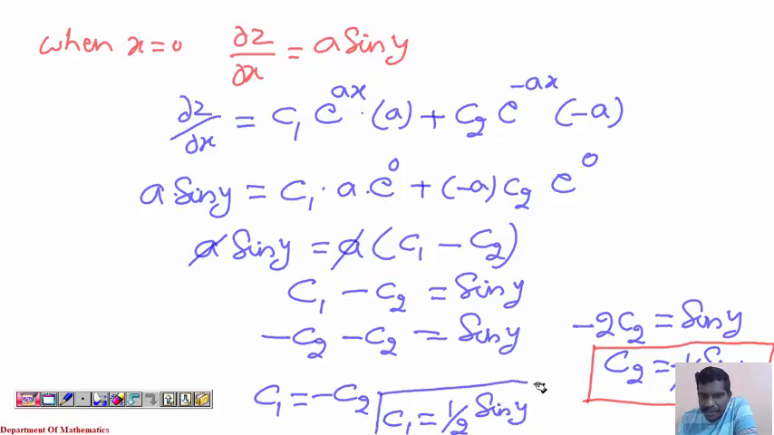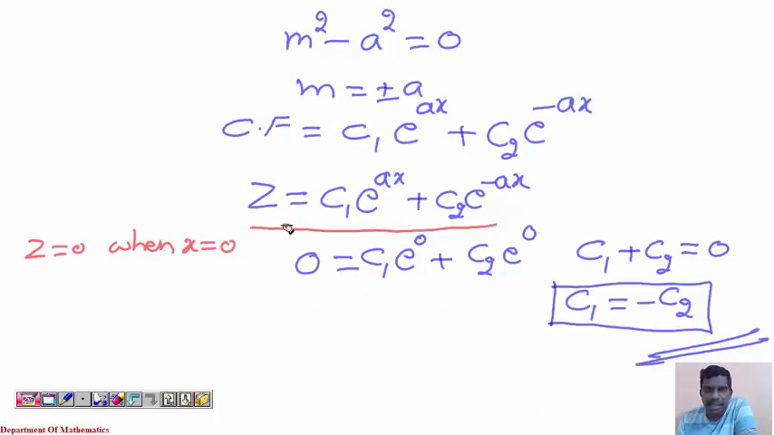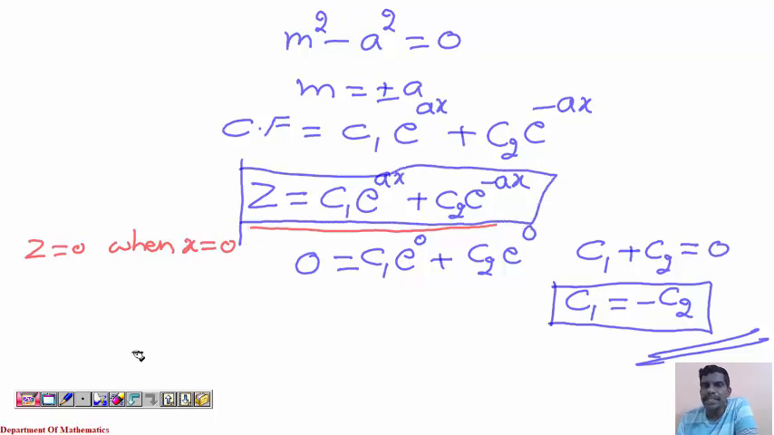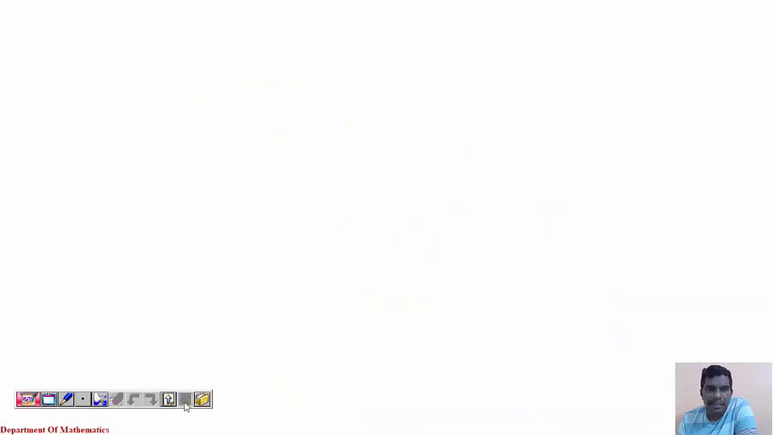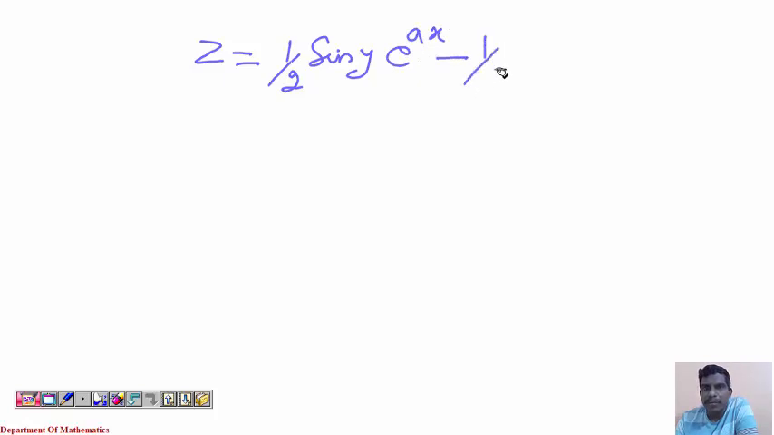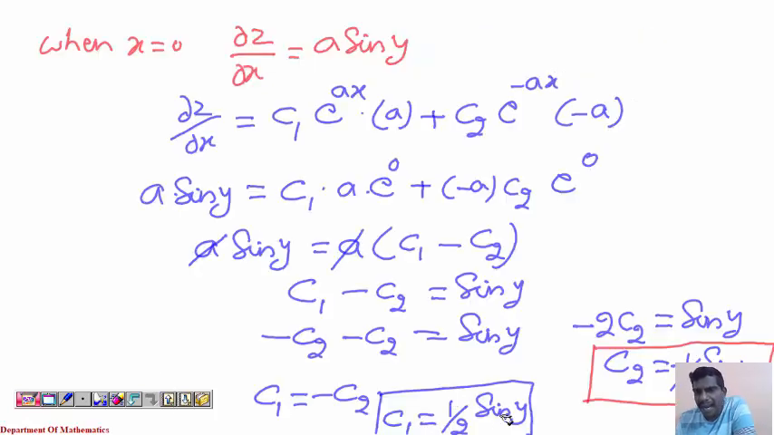Now we know the value of C1 and C2. Let us substitute in this solution. Here is the general solution we have. We'll try to substitute it. For that, z is equal to C1, which is half into sin y, into e to the power of ax, minus C2, which is minus half into sin y, into e to the power of minus ax. We are just substituting the values of C1 and C2 in the general solution.